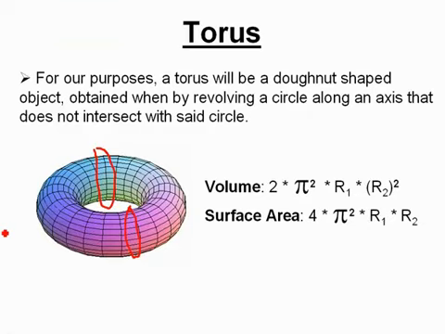Sorry about that. But anyway, you can think of a torus like a ring shape or a donut shape.